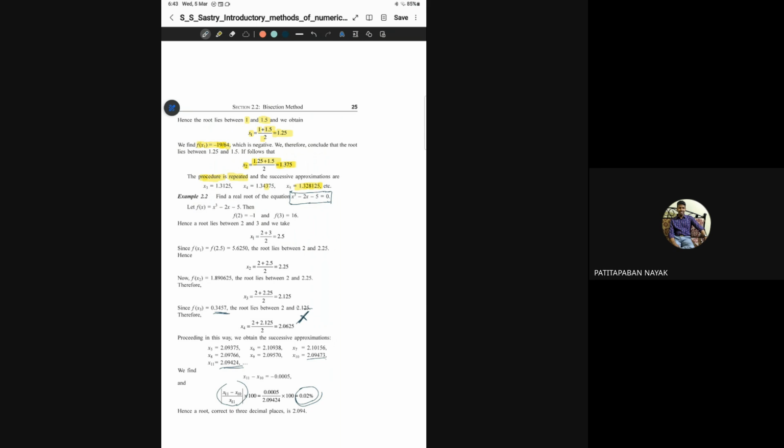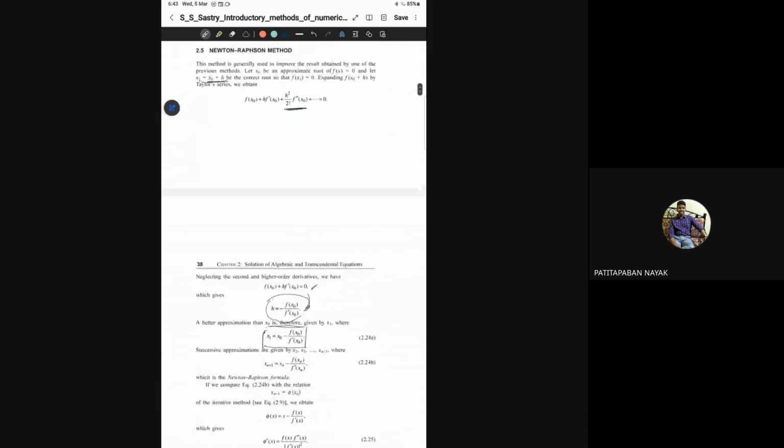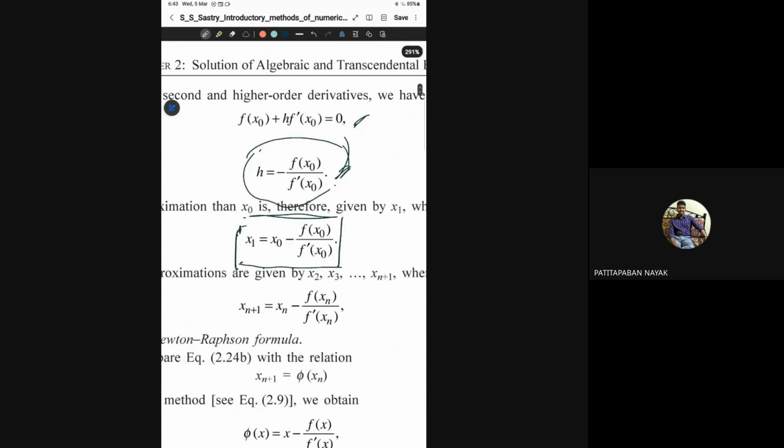Next we will find x1. What is the formula for x1? x1 is equal to x0 minus f of x0 by f prime x0. We only have to remember this formula. My x0, the first guess, is 1. So that will be 1 minus f of 1 by f prime 1.